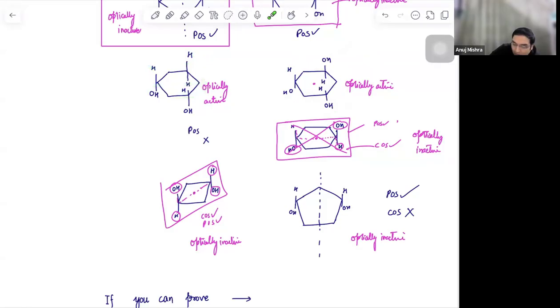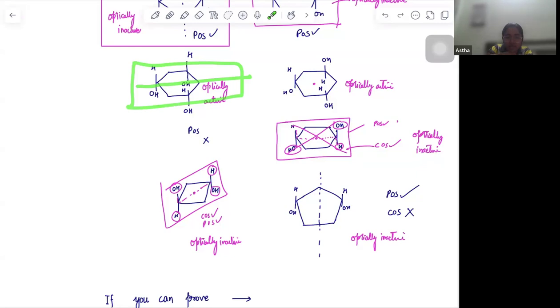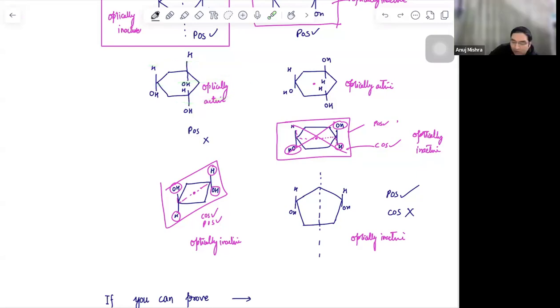H, and here what is written, you should have OH here. Look, here H is written, look carefully. This is H. Was it earlier OH? Yeah. So if it is OH, do we have this symmetry? Check this plane of symmetry. Yes. Okay, so this should be optically inactive. This is inactive, not active, because you have a plane of symmetry.